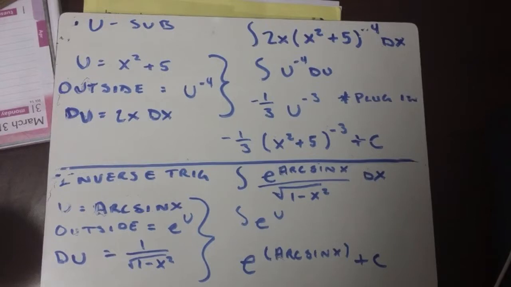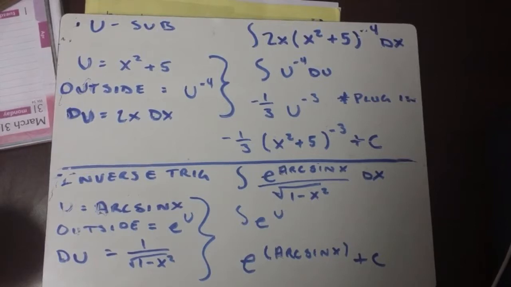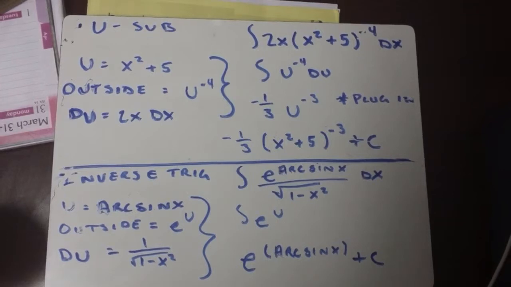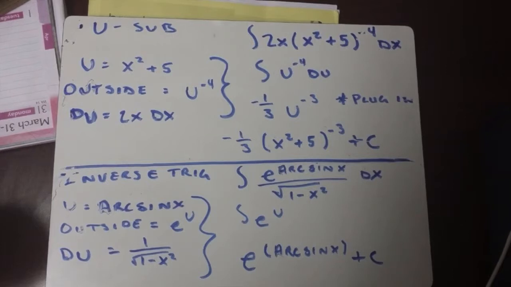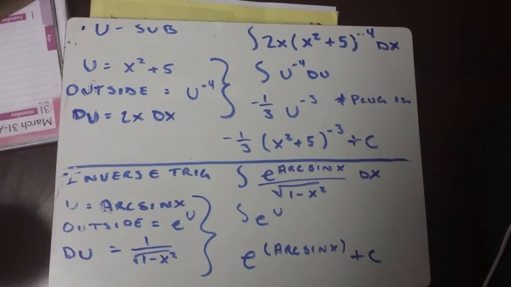the negative fourth dx. In order to locate your u, you have to ask yourself, what on the inside of this problem has a derivative that is equal to the outside of the problem? So for instance, in this equation, u is equal to x squared plus 5. This makes the outside of the equation u to the negative fourth once we plug back in. Your du, or your derivative, is now 2x dx.